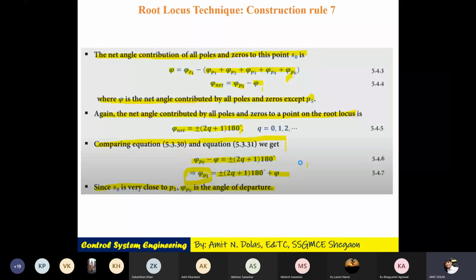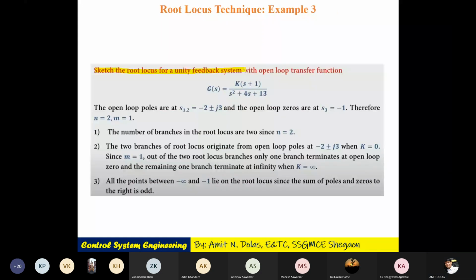Sketch the root locus for a unity feedback system with the open loop transfer function G(s) equal to K into (s plus 1), so that will be a zero at minus 1, and the denominator term is s square plus 4s plus 13. If you calculate the open loop poles, of course from the characteristic equation in the denominator, there are two poles, and of course those are complex conjugates: s1,2 equal to minus 2 plus minus j3. And the open loop zero is, of course, due to s plus 1, at minus 1.